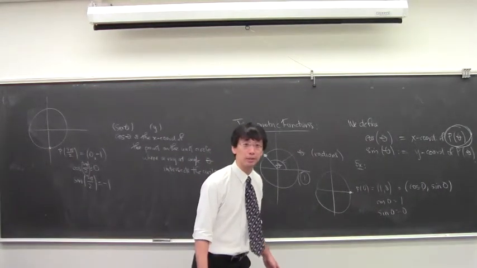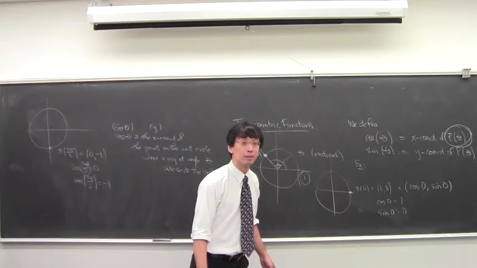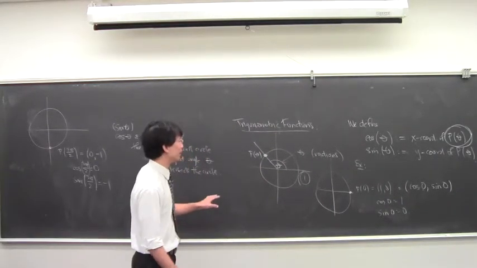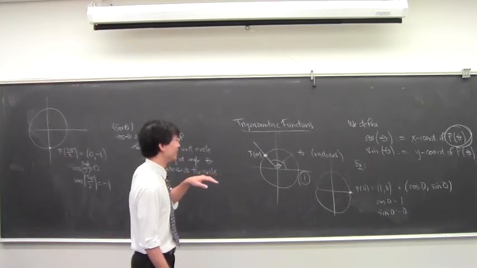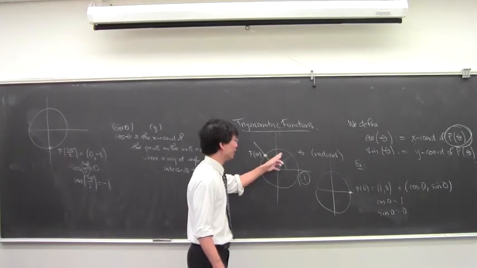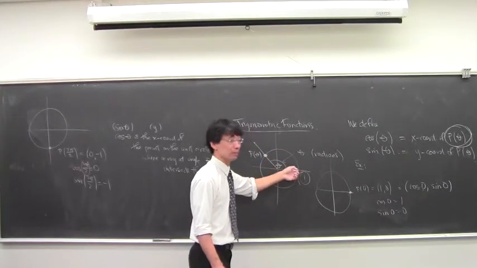Yes, Elise. So you can only use radians for that, right? That's right, it doesn't work for degrees. I'm sorry, it does work for degrees. You could say, what's the cosine of 0 degrees, and it's just going to be this thing.